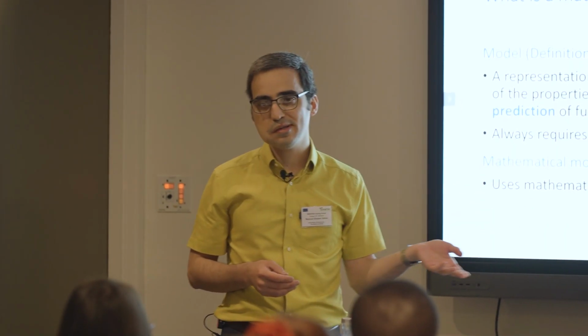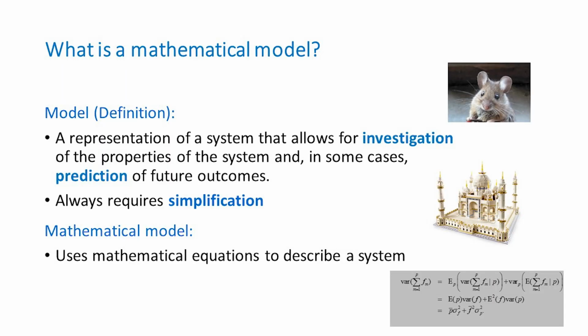And mathematical modeling is basically when we try to describe a system with a mathematical equation. So in all of the models, basically when we build a model, we try to understand how the system works. And that means we need to do some level of simplification in our model.